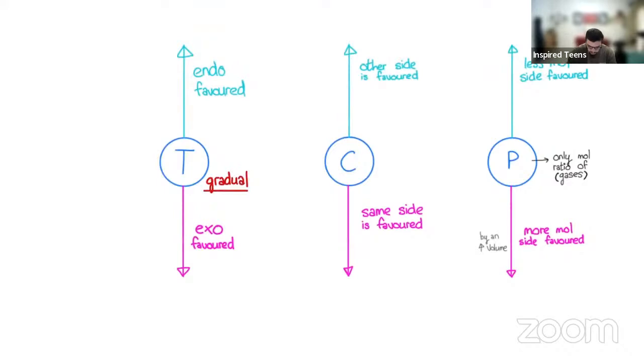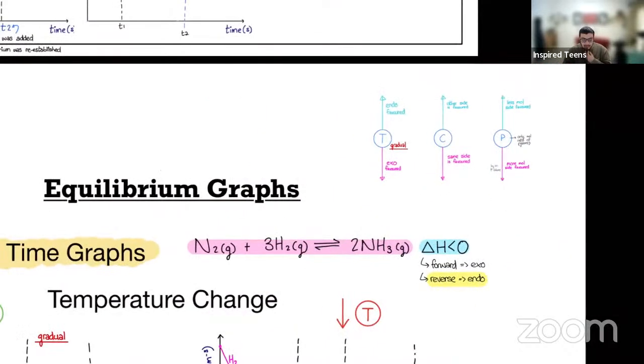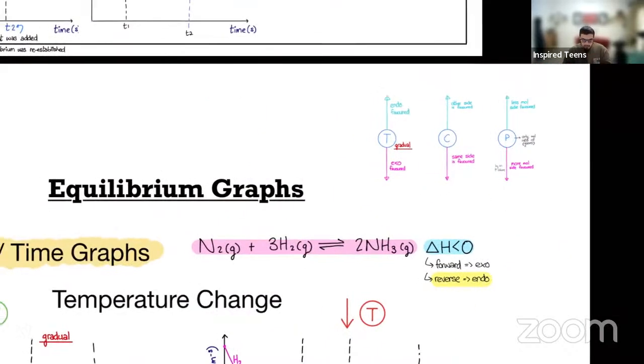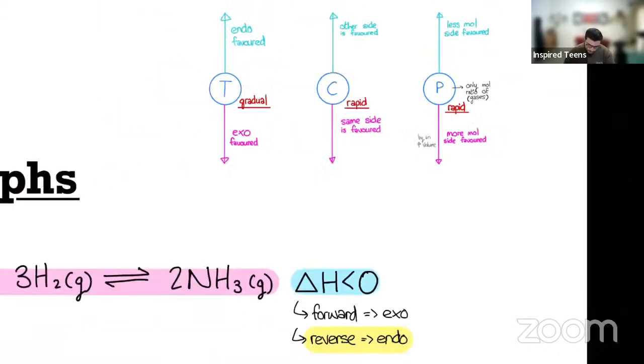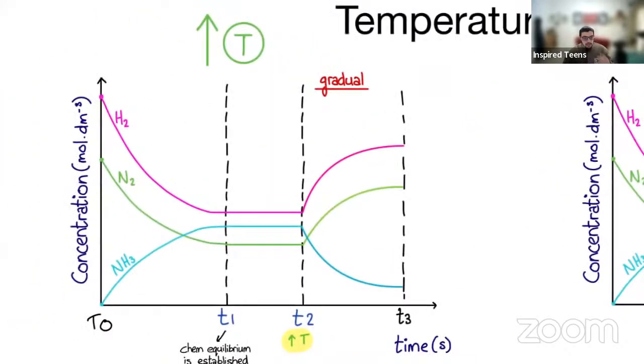What gradual change were we talking about? And you'll see how it differs when we talk about concentration and pressure, because remember we said concentration is rapid and pressure is also rapid. And we'll see how the two differ. So this curve is actually representing a gradual change.